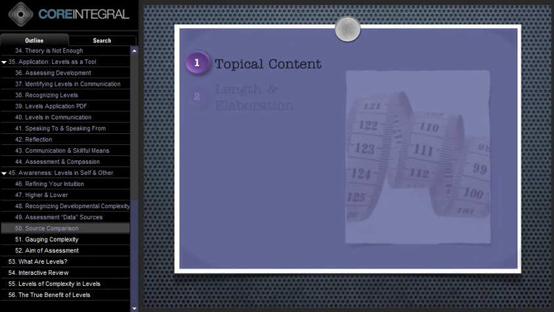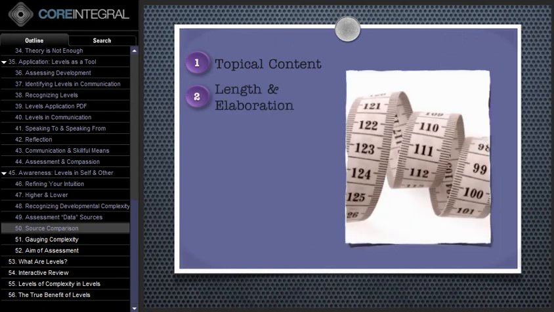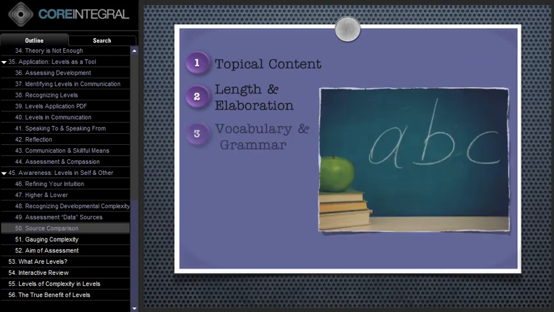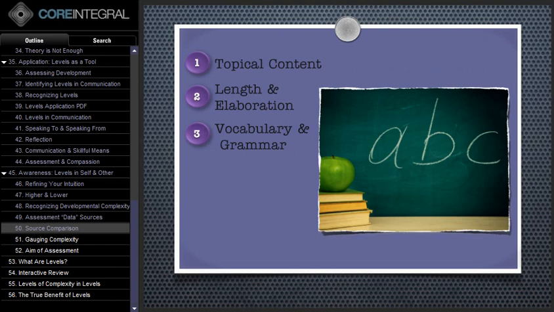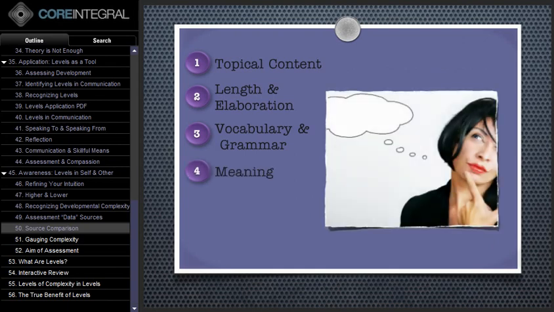The former is usually higher than the latter. Second is length and elaboration. Was more stuff said with greater explanation in one statement as compared to another? Third is vocabulary and grammar. What words were used, and how were they arranged grammatically? Were there syntactical complexities and variations within a single statement, or were the statements composed with simple words?